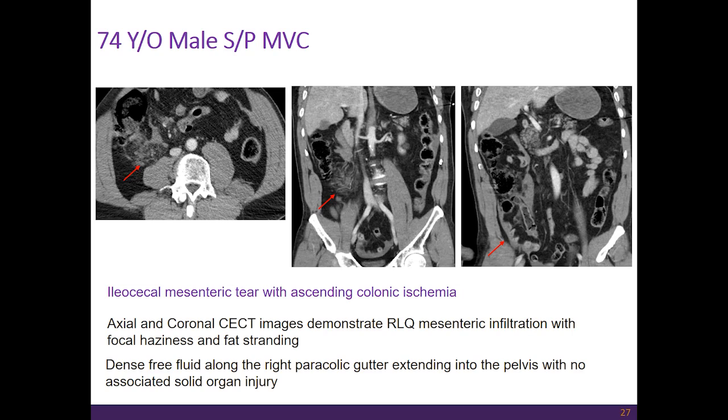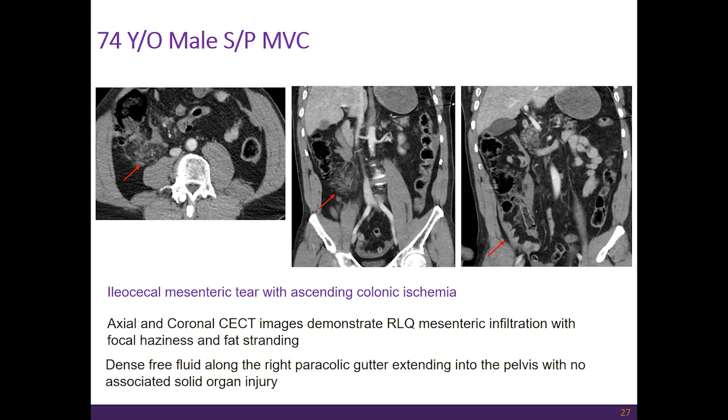This was a 74-year-old male who was involved in an MVC. You can see on the first axial image and the coronal image, there's a little bit of mesenteric infiltration with focal haziness and fat stranding. There really isn't any pneumoperitoneum on this image, but there was dense free fluid along the right paracolic gutter extending to the pelvis with no associated solid organ injury. There's no injury to the liver that would account for this. And this ended up being an ileocecal mesenteric tear with ascending colonic ischemia.